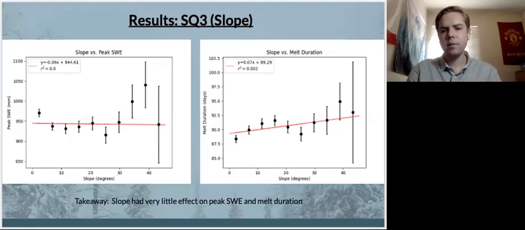But the variability in peak snow water equivalent and melt duration increased with slope, which you can see with those huge standard deviation bars at higher slopes. So slope didn't really tell me much about snow accumulation or retention, other than at higher slopes, peak snow water equivalent and melt duration are more random and harder to predict.